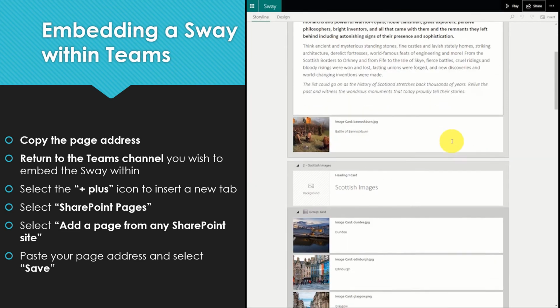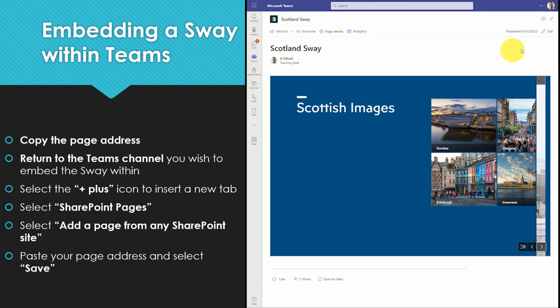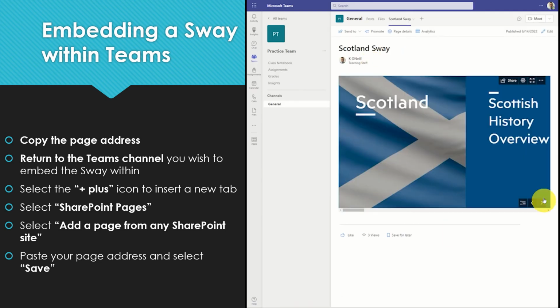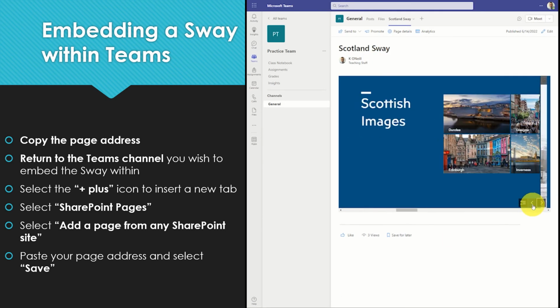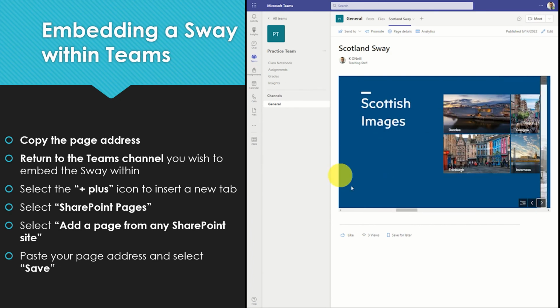If I return to my Sway and remove the image of Bannockburn, and then return to my Teams channel and reload this tab, I should see this change reflected within the Sway. As you can see, the image of Bannockburn has been removed from my Scottish history section.